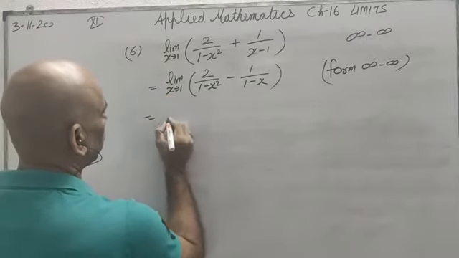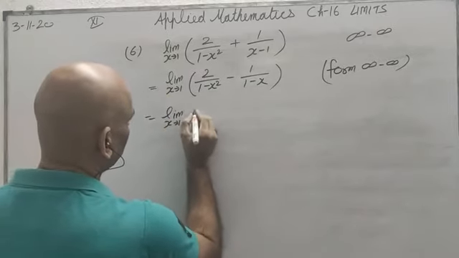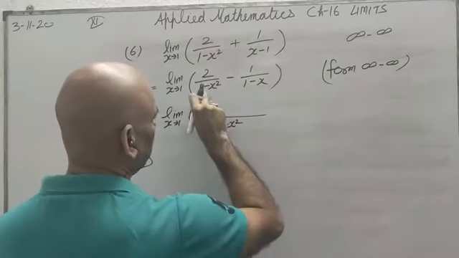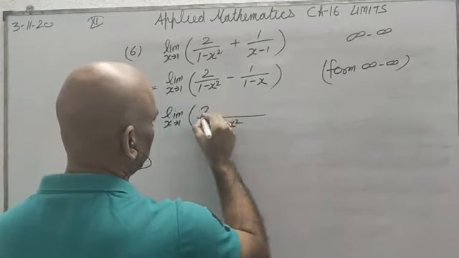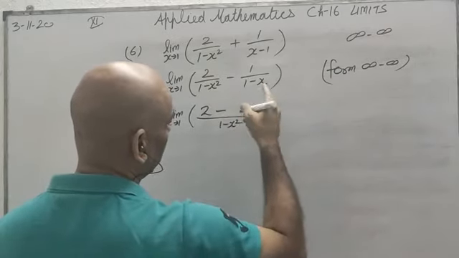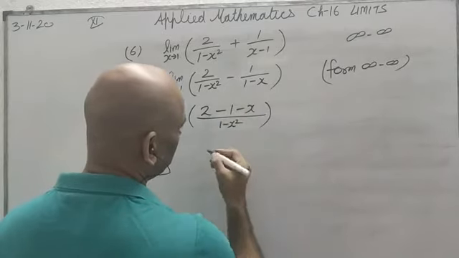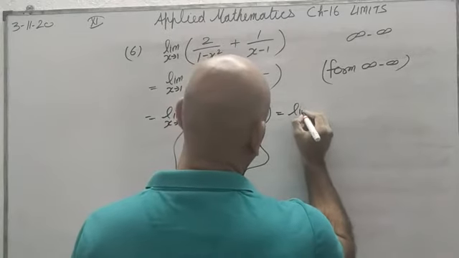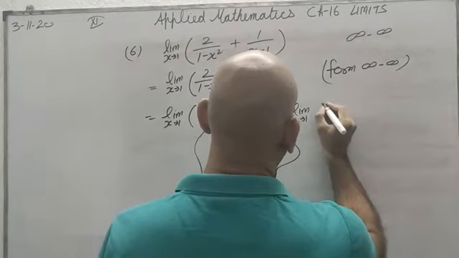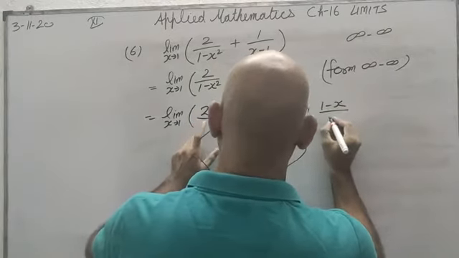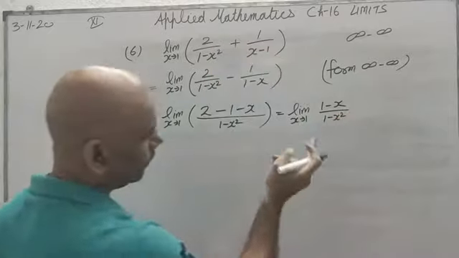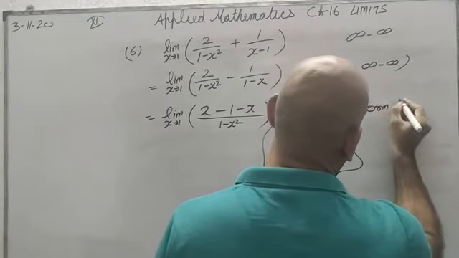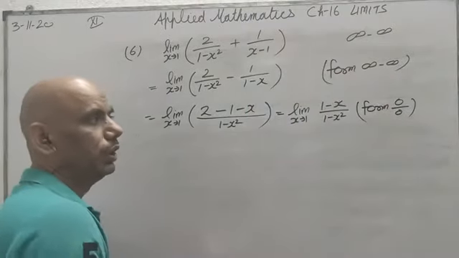Okay, let us start. So what is the way of solving it? Let me take the LCM. So the LCM will be 1 minus x square, because this contains 1 minus x, 1 plus x. So here it is 2, and here it will be 1 plus x. So 1 plus x will become 1 minus x. I got limit x tends to 1, 1 minus x upon 1 minus x square. Now which form is it? If I am substituting 1, it is 0 upon 0. So from infinite minus infinite, I have reduced it to 0 upon 0.